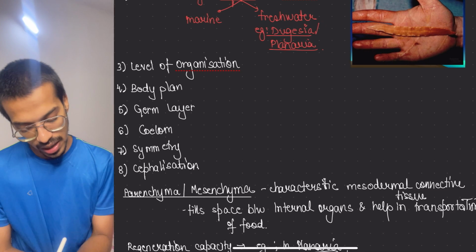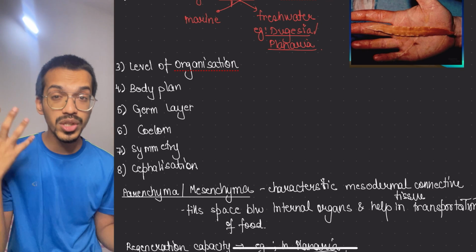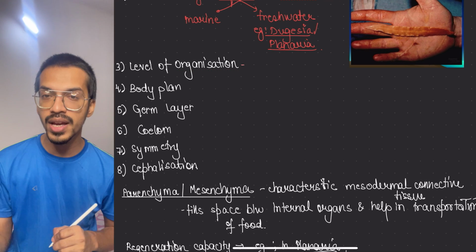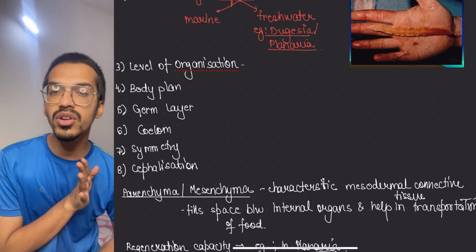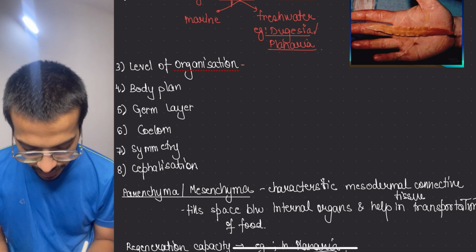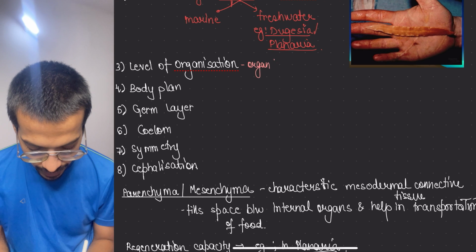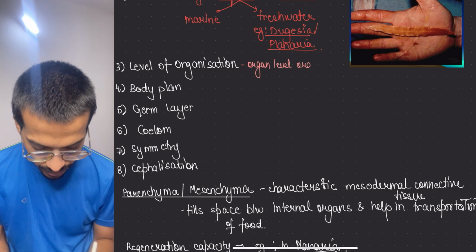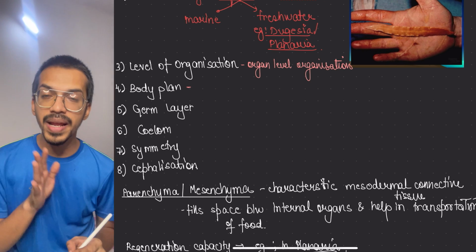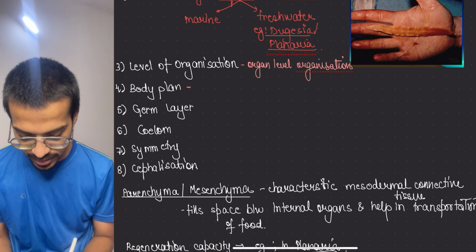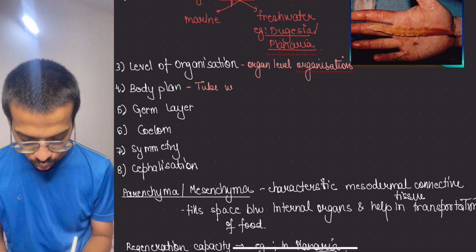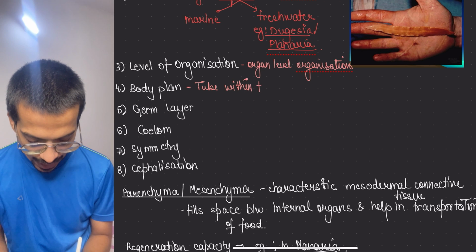Then again our favorite thing, to recapitulate what we studied in part 1 of this chapter, that is level of organization. Whether it's a tissue level or more than that, it is more than that. There is an organ level of organization seen in them. Then the body plan: it is tube within tube, so it will have a mouth and an anus also.